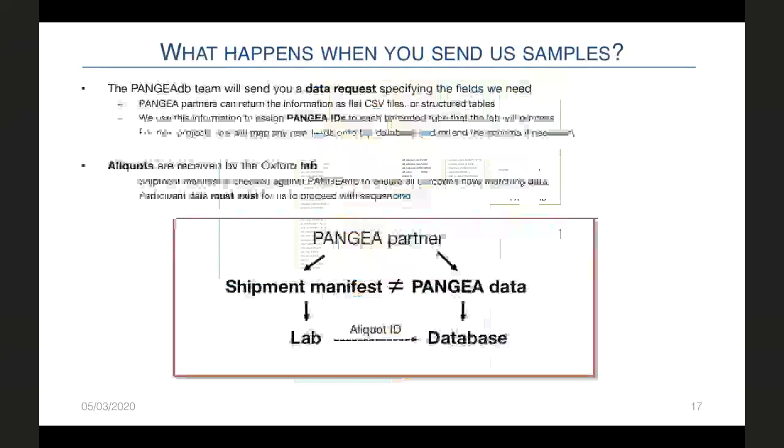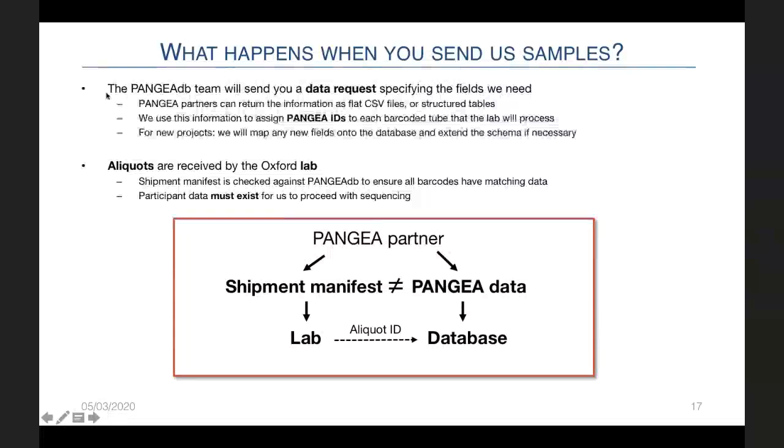So what happens when you send us samples, aliquots? The very first thing that usually happens, and hopefully by now you can see why, is that the PANGEA team, so usually myself or Laura, will send you a data request which specifies the fields that we need and maybe others that we would like to have. And that's based on the current database schema. You can return those as flat CSV files or, in a pinch, Excel sheets, although there are difficulties with dealing with Excel, or structured tables if you've got a structured database at the other end that we can easily incorporate information from.